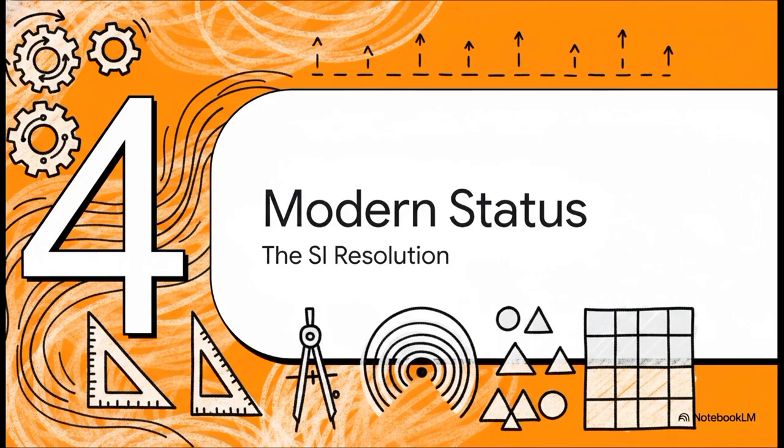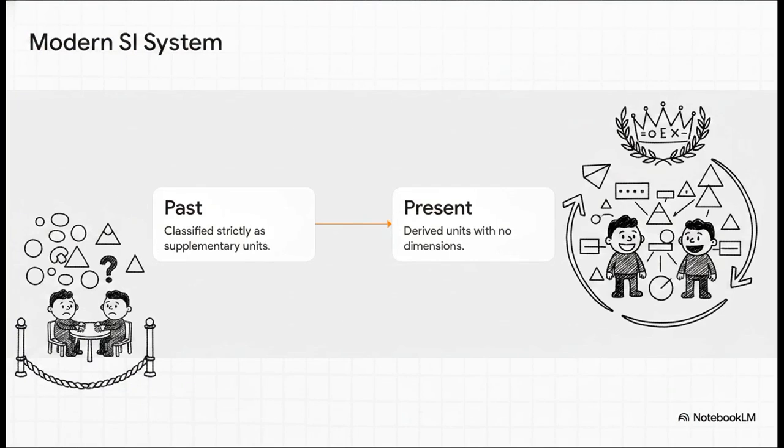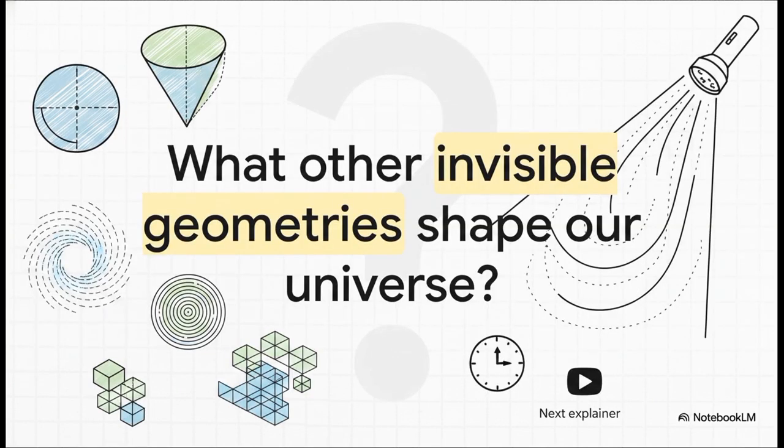Section 4. The modern SI resolution. Eventually, the SI system had to simplify everything. In the past, the radian and steradian were isolated, kind of stuck with that awkward supplementary units title. Honestly, it was like guests sitting at the kids' table at a wedding. But in the present day, they've been officially stripped of that title. The scientific community finally brought them back into the main fold, recognizing them simply as derived units with no dimensions. It's a bit of a bureaucratic compromise, sure, but it finally honors their unique mathematical nature while giving our misfits a proper home.